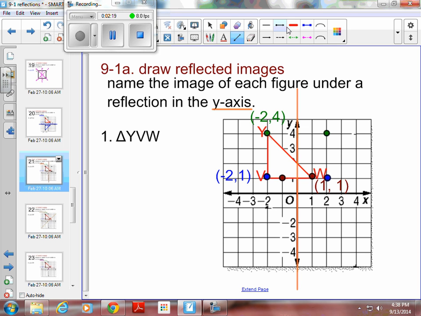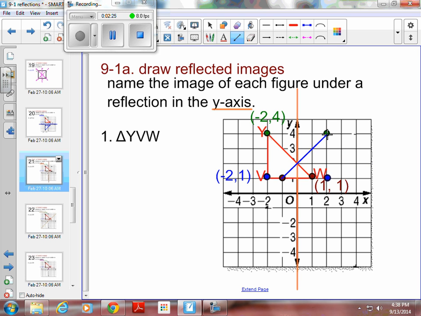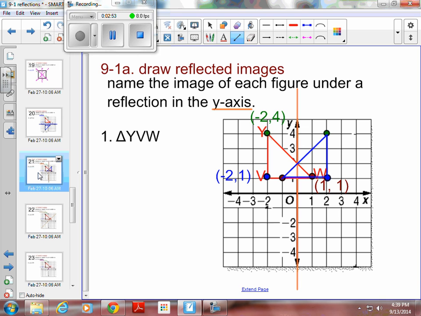And then I can sketch in my triangle again, and I'll use blue again. So here is my new triangle that's been reflected across the y-axis. Notice that whenever I was -2 for my x-coordinate, I'm now +2 for my x-coordinate. -2 went to +2, +1 went to -1. So now I'm changing my x-coordinate. So whenever I'm reflecting across the x-axis, I'm going to change my y-coordinate, and whenever I reflect across the y-axis, I change my x-coordinate.